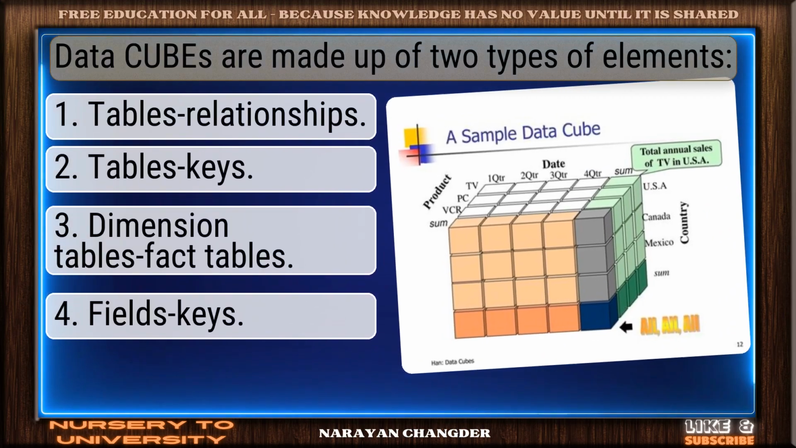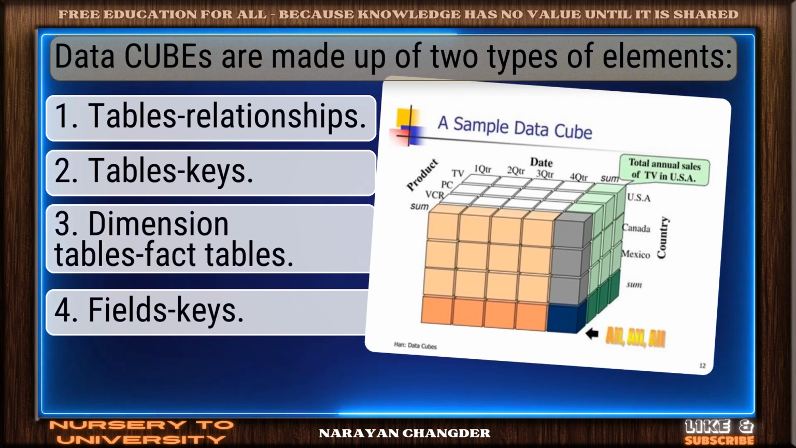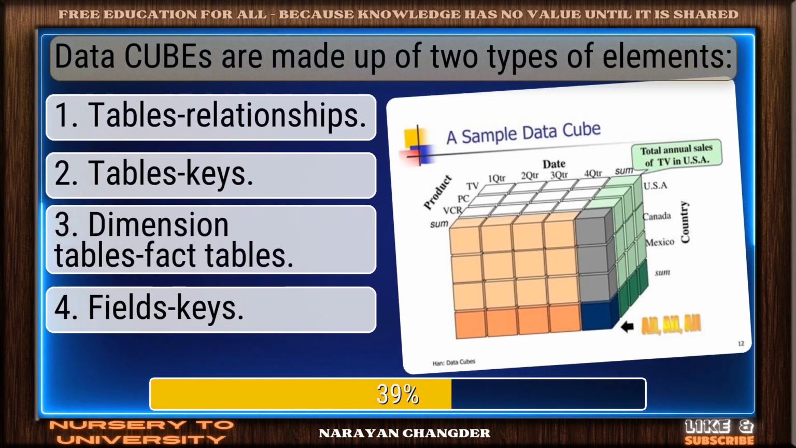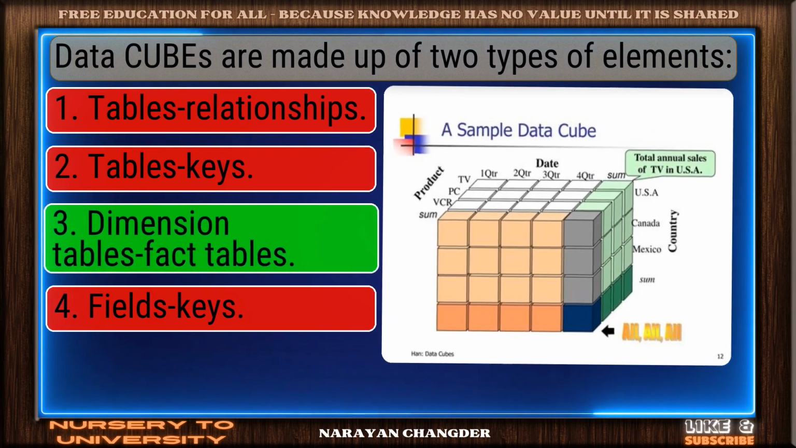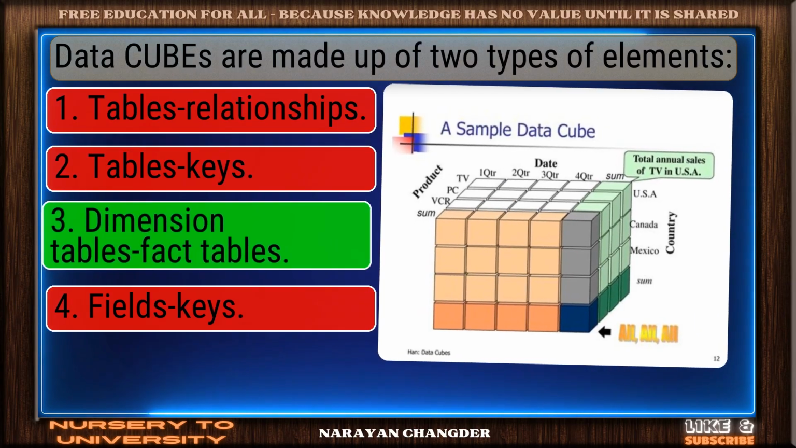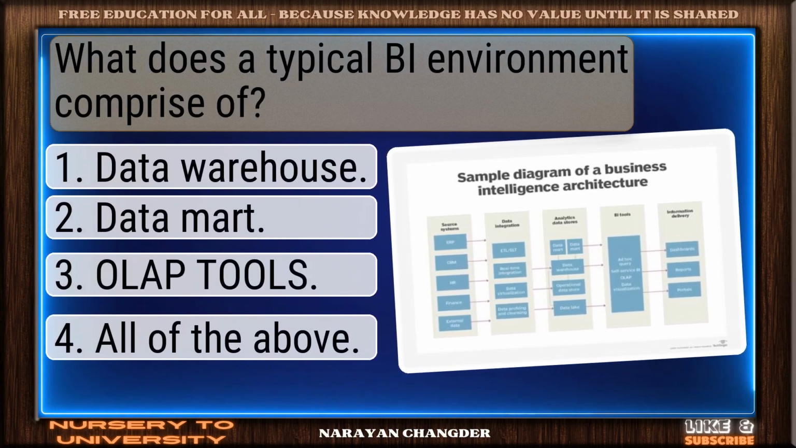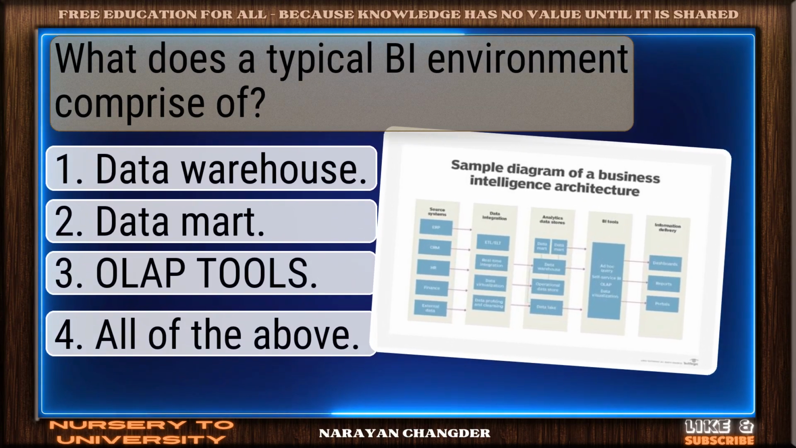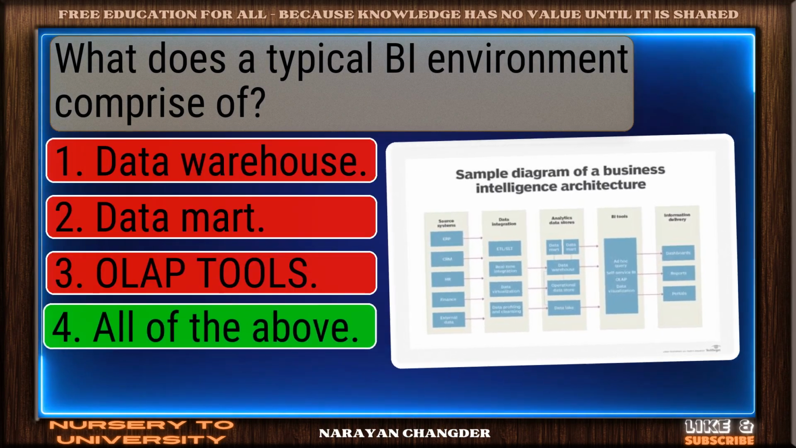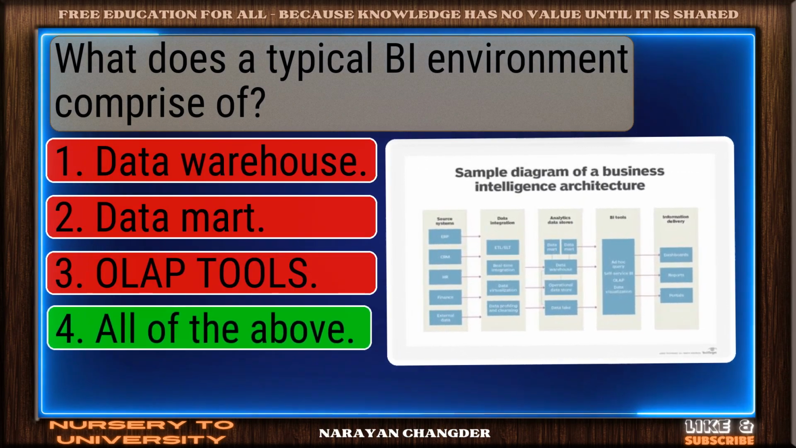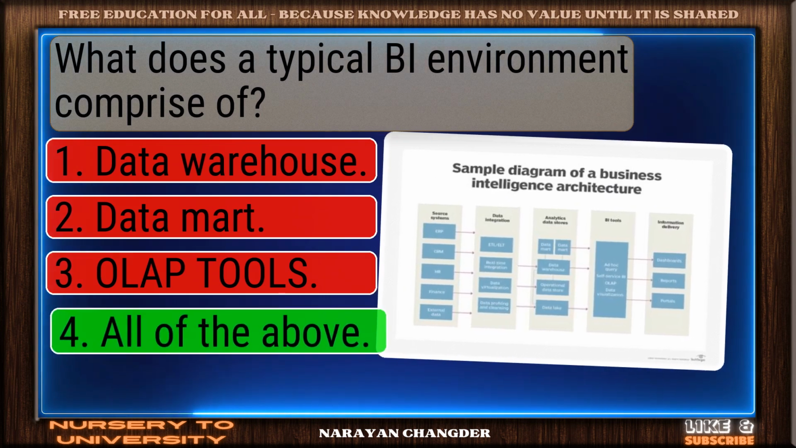Question number 33. Data cubes are made up of two types of elements. Nice work. You chose dimension tables, fact tables, and it is correct. Question number 34. What does a typical BI environment comprise of? Right again. All of the above is a valid answer.